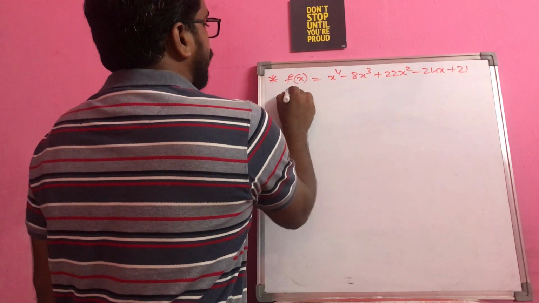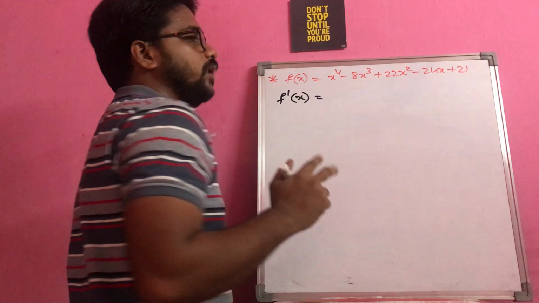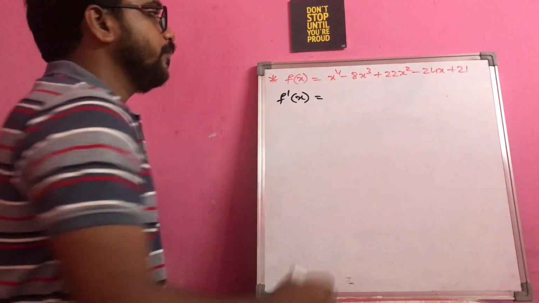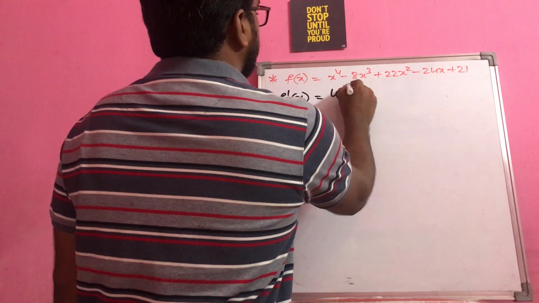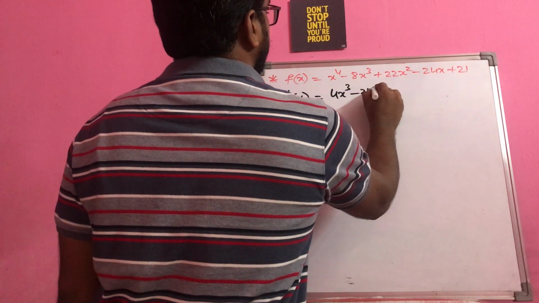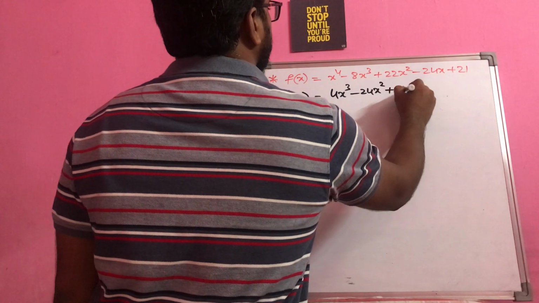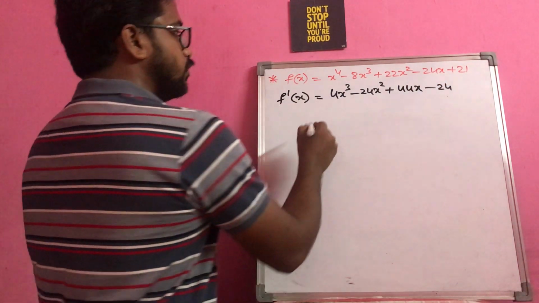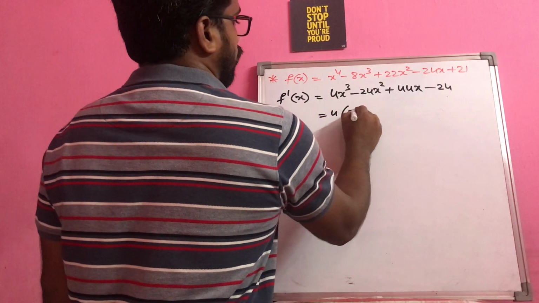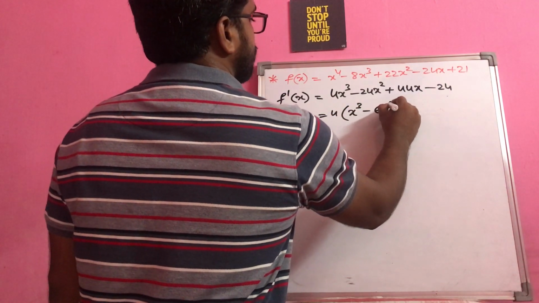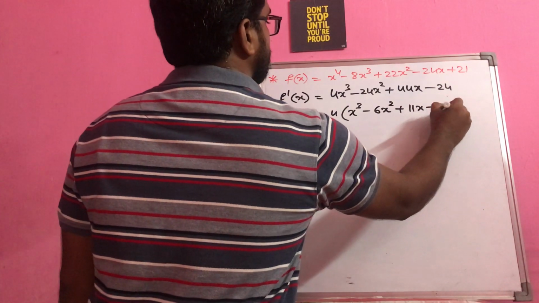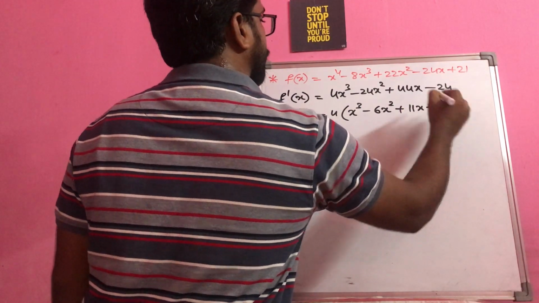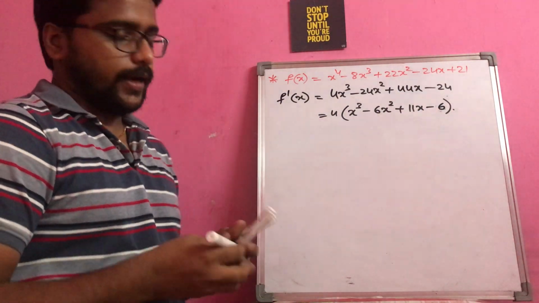So we have to find the intervals, which means it's model number 2. You have to find f dash of x and you have to equate it to 0. So find the differentiation: 4x cube minus 24x square plus 44x minus 24. So you can observe here 4 can be taken common: x cube minus 6x square plus 11x minus 6. Right? So this is what you are getting.